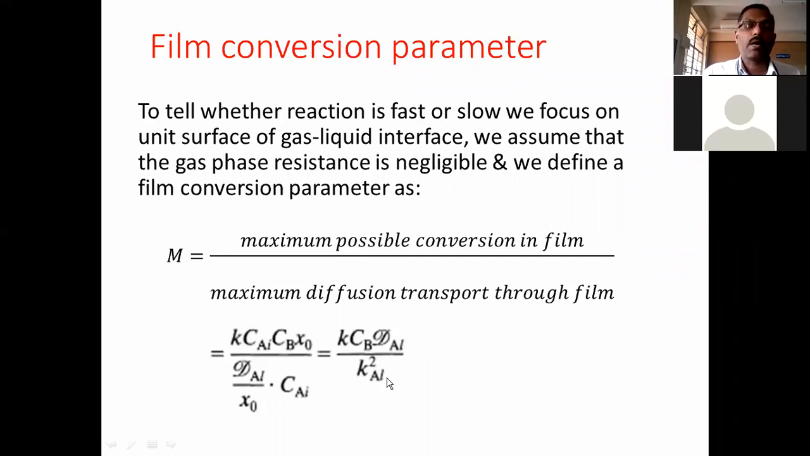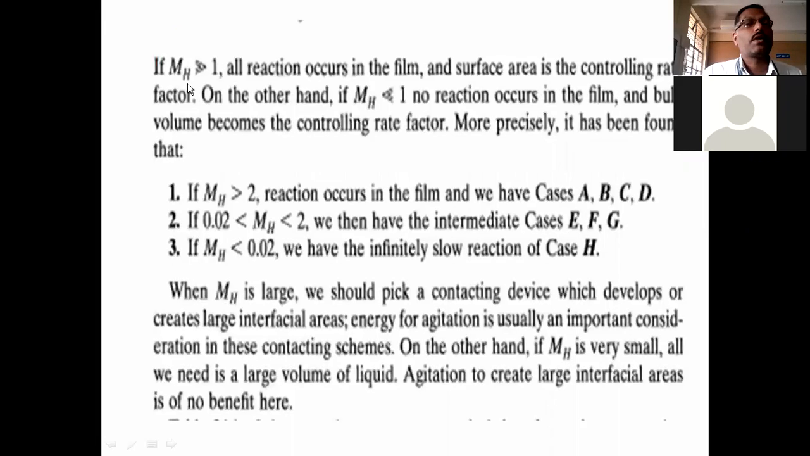By this equation we get the film conversion parameter, and by the value of this film conversion parameter we define the cases A to H, whether the reaction is a fast reaction or a slow reaction. So we see that if M is greater than 1, all reaction occurs in the film. All reaction occurs in the film means there is no reaction in the bulk of the liquid.